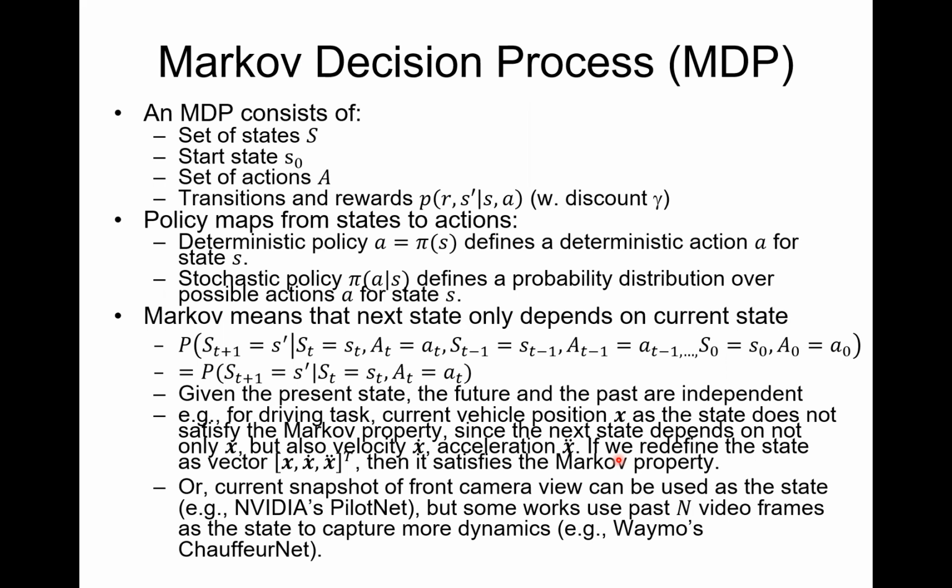That is, the future state may be dependent on the recent history of the past, maybe a few milliseconds or a few seconds. So to be more accurate, to have higher performance, later work by Waymo's ChauffeurNet actually uses a history of past video frames as a state to capture more dynamics, to make the Markov assumption more accurate.